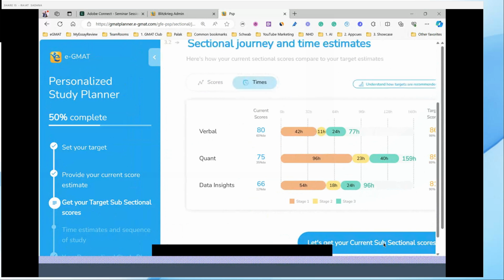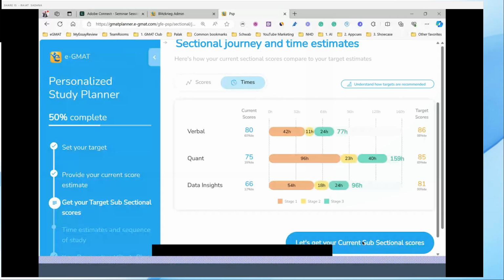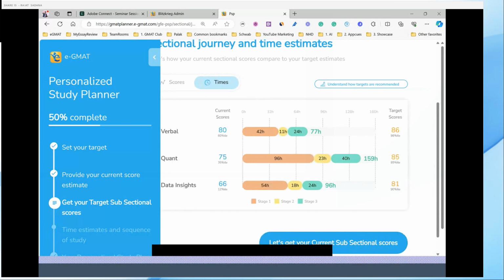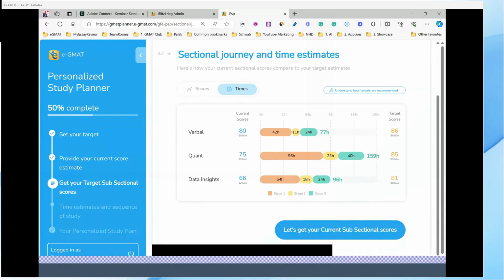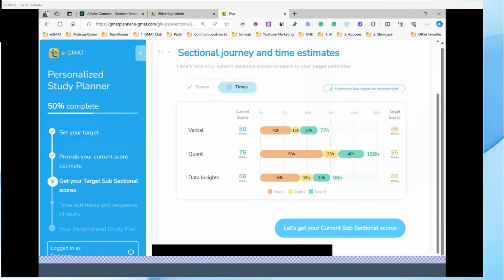In quant, I'd need about 159 hours to improve from a 35th to an 89th percentile. And again, remember, quant and verbal skills help you in data insights as well, which is why you need just about 96 hours to get to a 90th percentile in DI. A lot of the effort that you're doing in quant and verbal helps you in DI as well, so you don't have to put in as many hours over there.